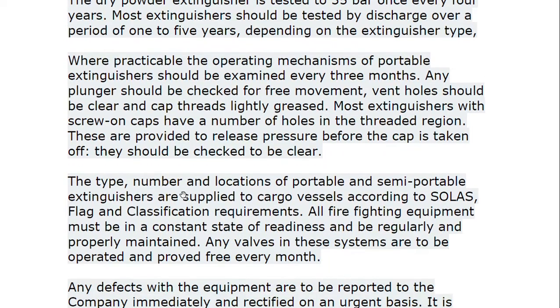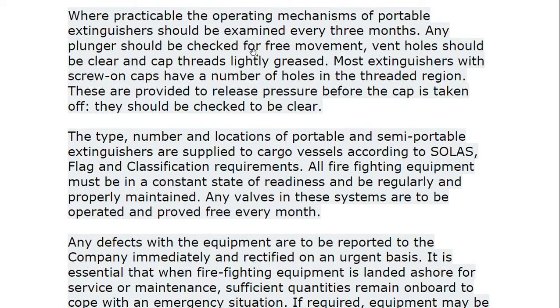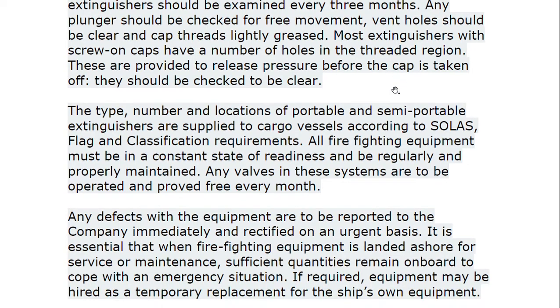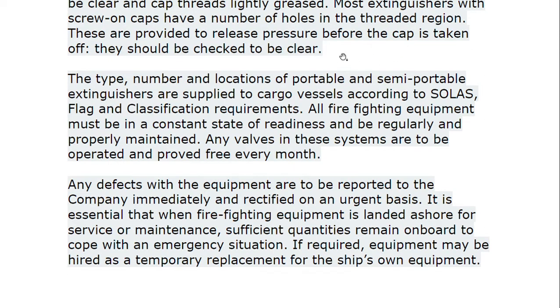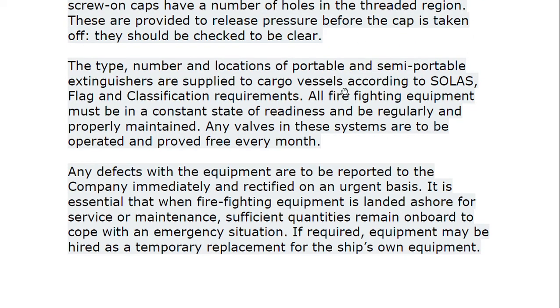Where practicable, the operating mechanism of a portable extinguisher should be examined every 3 months, because it has to operate in the case of an emergency. The plunger has to be checked for free movement, vent holes to be clear, and cap threads lightly greased. Most extinguishers with a screw-on cap have a number of holes in the threaded region. These are provided to release pressure before the cap is taken off. They should be checked to be clear.